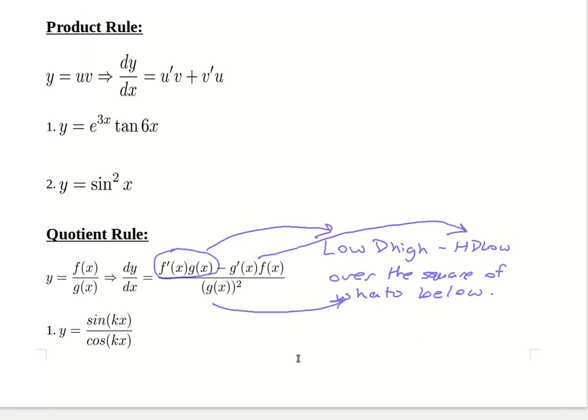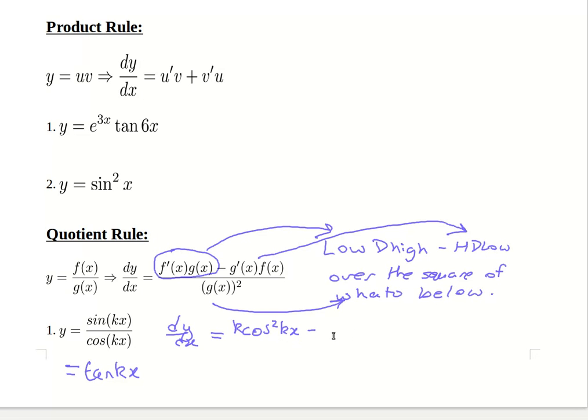Okay, now I'm sure you'll notice here that we are actually going to differentiate tan kx. So in other words, we're going to prove that tan kx differentiates to k sec squared kx. So without further ado, let's have a go. dy by dx equals, okay, we've got low d high, so that's going to be a cos kx multiplied by the derivative of sine kx, which is of course k cos kx, and that's going to leave me with k cos squared kx.